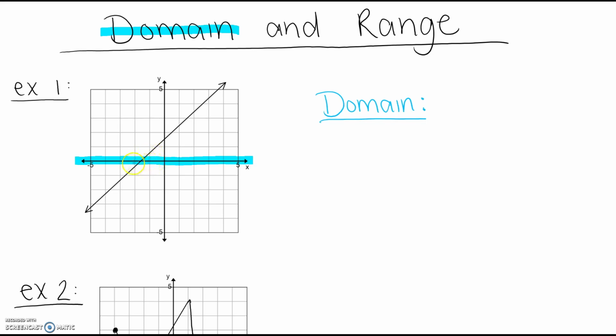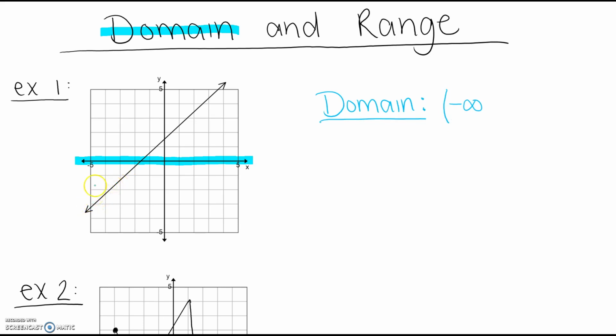If we look, we're going left, left, left, but there's an arrow here, which means this is going to keep going infinitely. So our lowest x value, if it's going on infinitely, is going to be negative infinity. Now, negative infinity is not a number, so we need to use a soft bracket because it's not included.